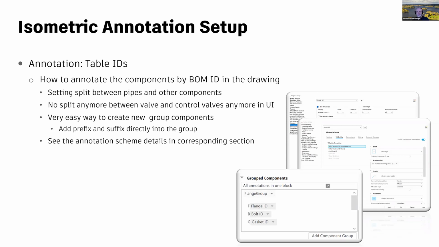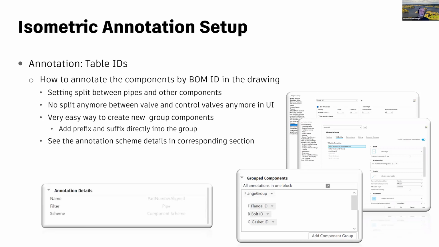And also you can set here a line break, and it is very visible, very transparent, how it will look afterwards in your isometric drawing. If you scroll really to the bottom with the slider, you will find the annotation details as well, showing you the name of the annotation scheme, part number aligned, the filter we used, and the scheme. It is a component scheme. In this case, it could also be a line number scheme, for example.